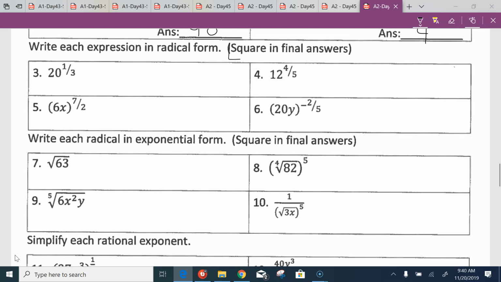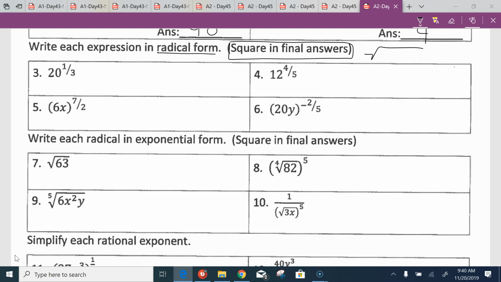It says square in your final answers. That means they wanted the final answers boxed in. If some of you asked for clarification, that's all that meant. But this is the important part, radical form. That means everything should have had a radical or square root symbol involved in your final answer, not just a number like some people gave me decimal answers.